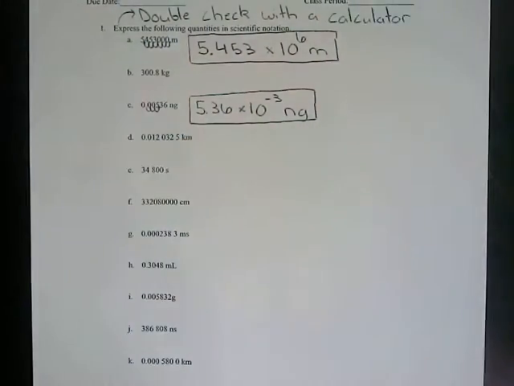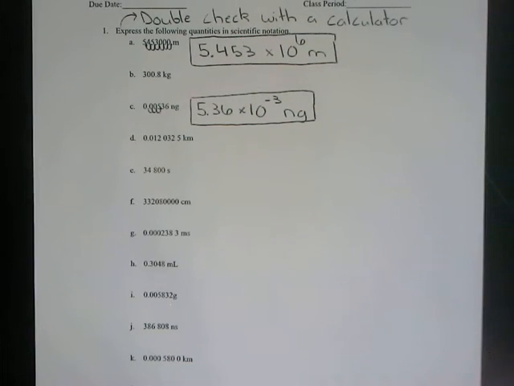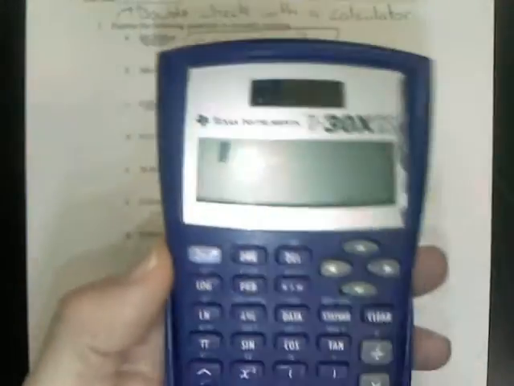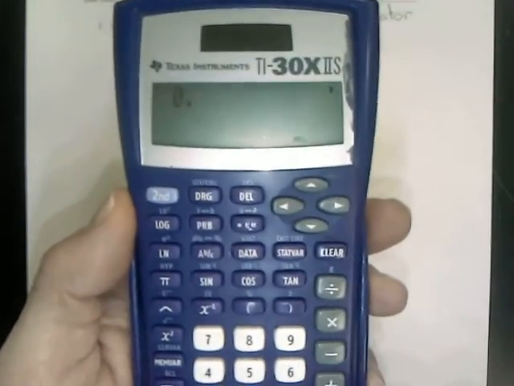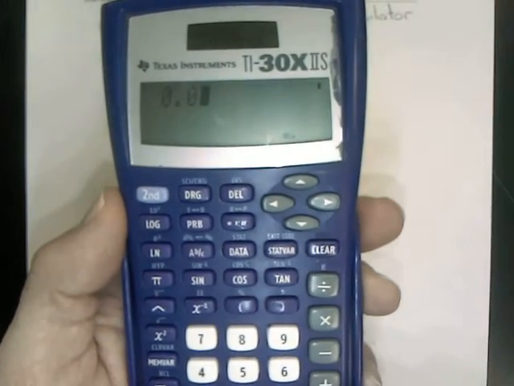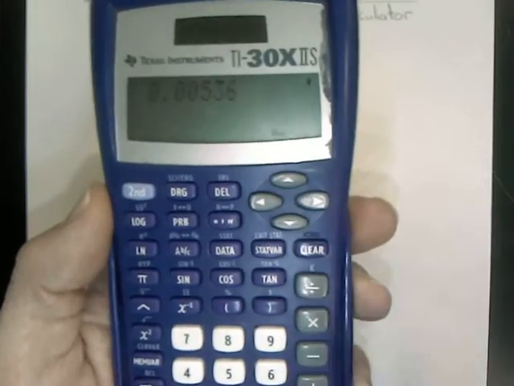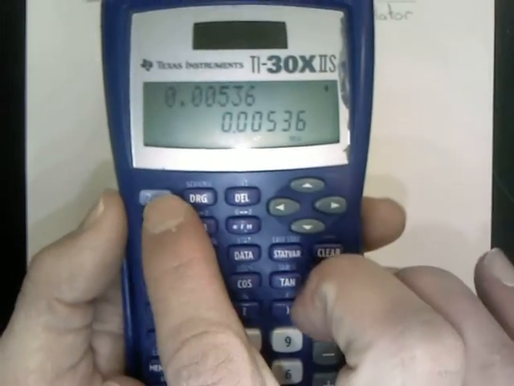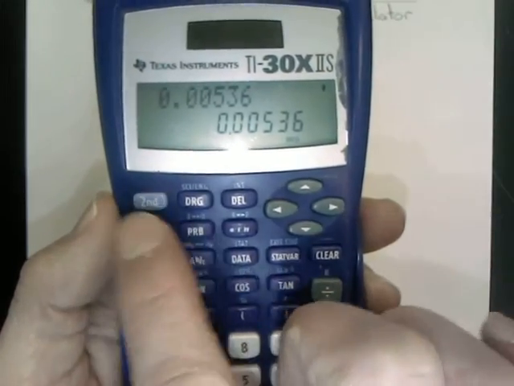But once more, if you're unsure about yourself, you can always double check it in your calculator. Again, I already converted back to our standard mode there. And so we had 0.00536. I press enter. Again, we need to get it into scientific notation with our scientific calculator.